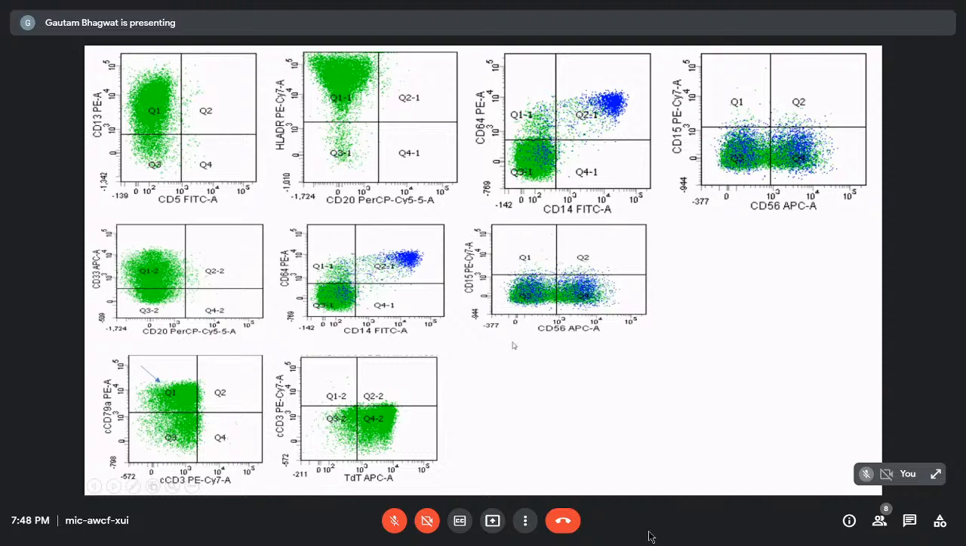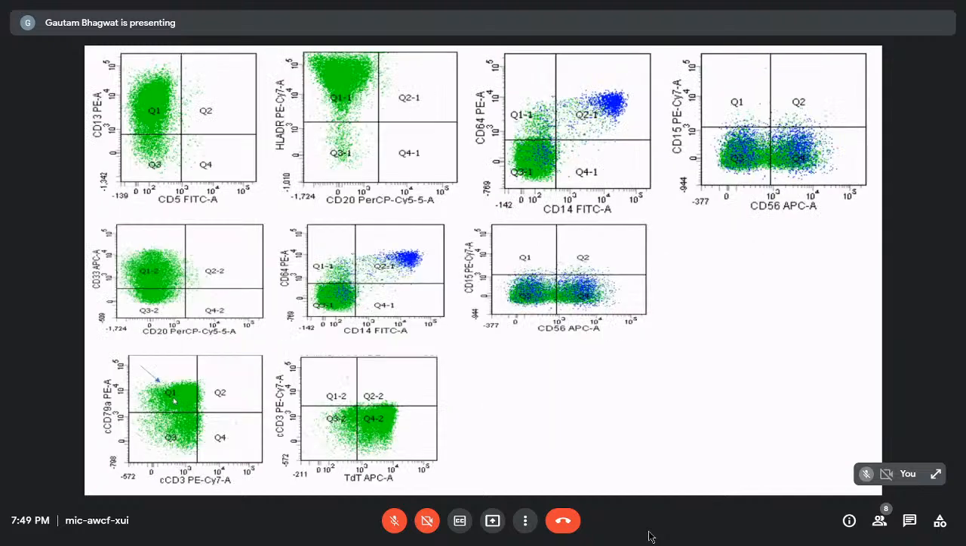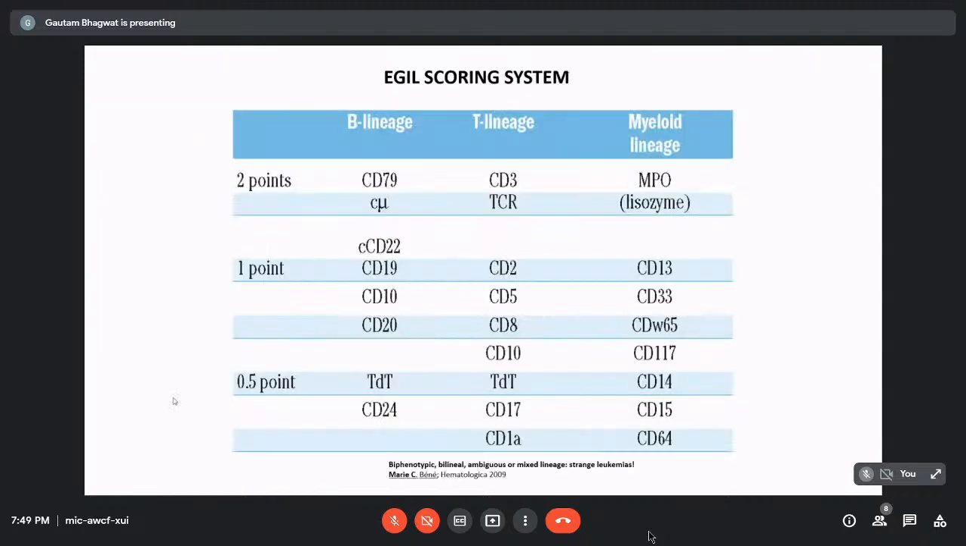Going on to another plot, I'll not go into the details. One more important thing which I want to point out here is cytoplasmic CD79A positive. So the markers which I want to emphasize in this are 19, 10, cytoplasmic MPO and CD79A. What is this? This is a biphenotypic leukemia which has B as well as myeloid. Now how do we call something a biphenotypic? So there is the EGIL scoring system. You usually give points based on this, and accordingly you would diagnose.